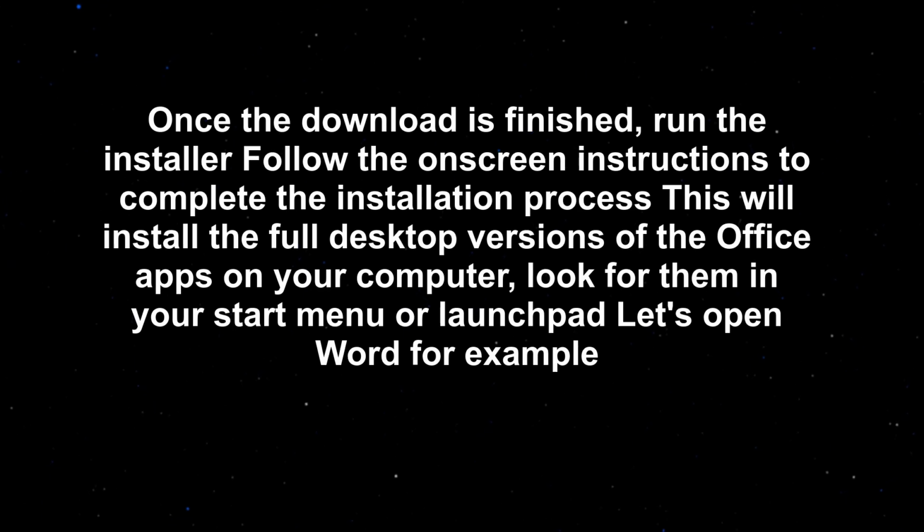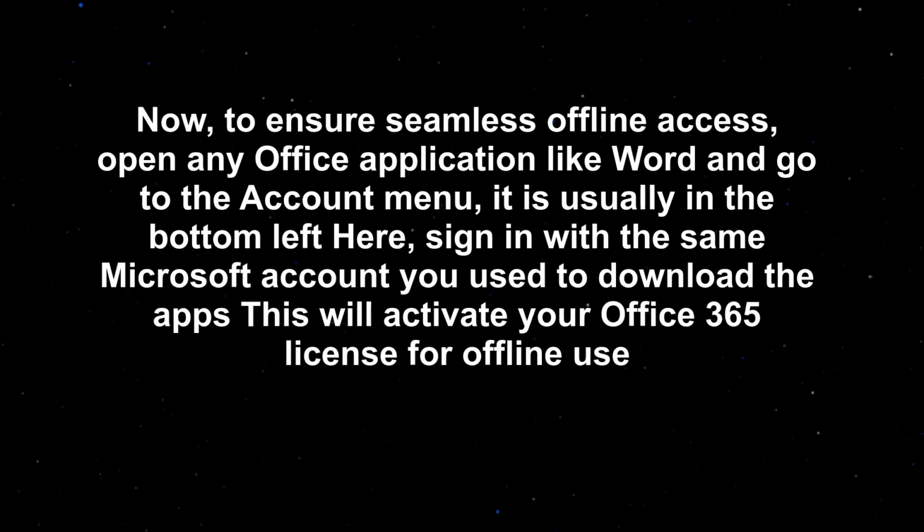Look for them in your Start menu or Launchpad. Let's open Word, for example. Now, to ensure seamless offline access, open any Office application like Word and go to the Account menu. It is usually in the bottom left here. Sign in with the same Microsoft account you use to download the apps. This will activate your Office 365 license for offline use.